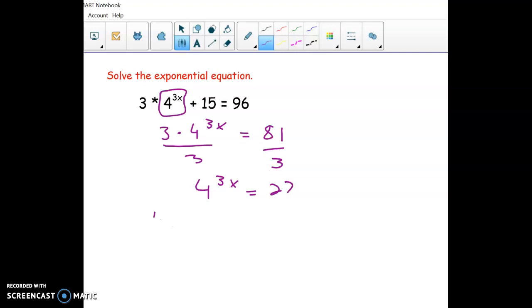I'm going to do log with my base of 4, and then log means find exponent, so 3x goes over here, and then the value 27 goes there. All right, so now basically I've got to divide by 3 once I do this on my calculator. And again, with change of base, the big number goes up, the little number goes down, so I do log of 27 over log of 4, and then divide that by 3.